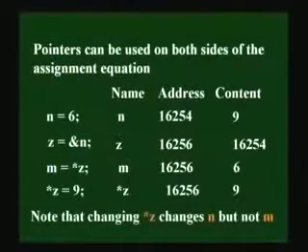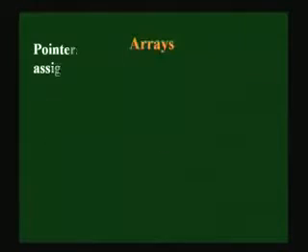So that's the summary. The changing asterisk z changes n but not m. Okay, so now we look at the next one, that's the arrays. We discussed pointers. Now we look at arrays.